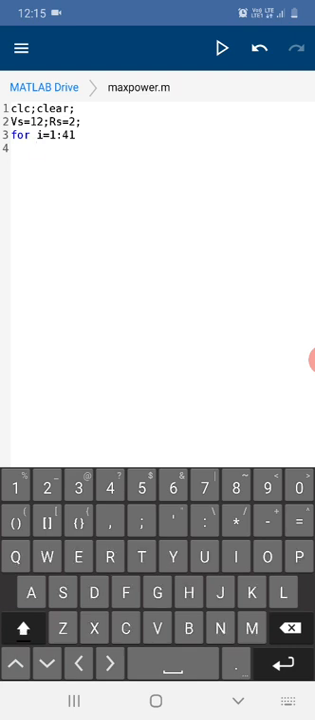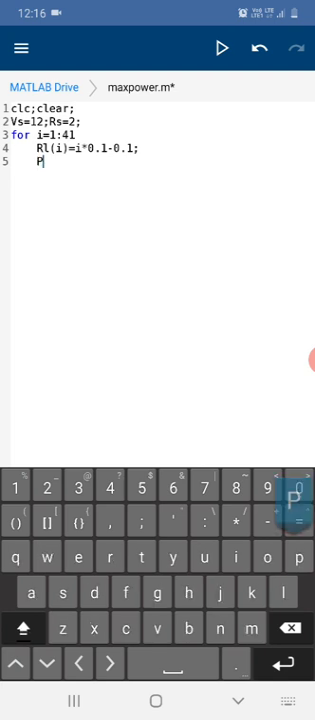Load resistance RL of I equal to I into 0.1 minus 0.1 semicolon. Then we use a formula PL of I.